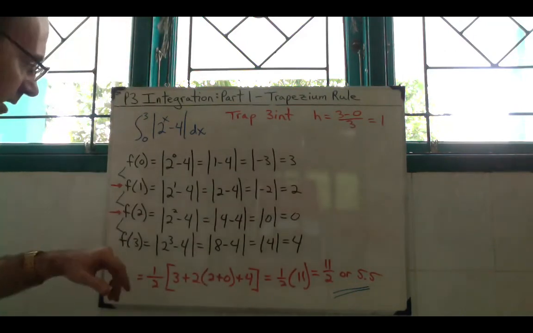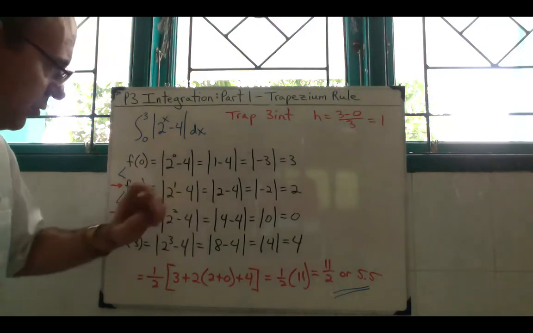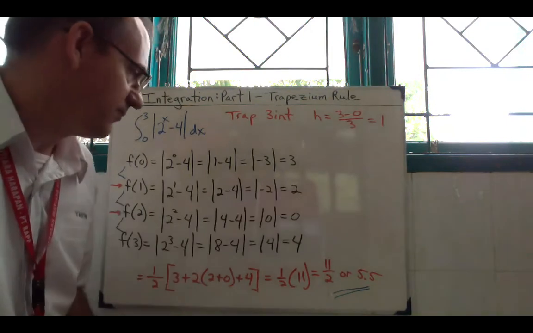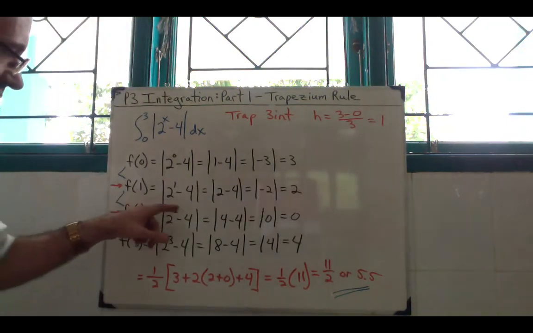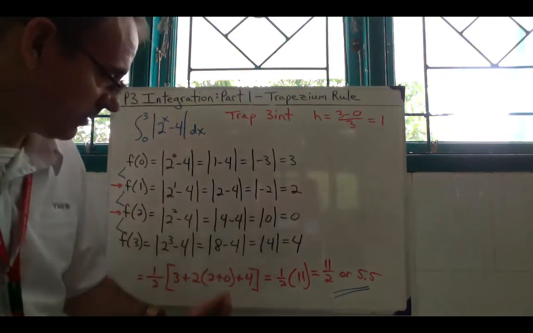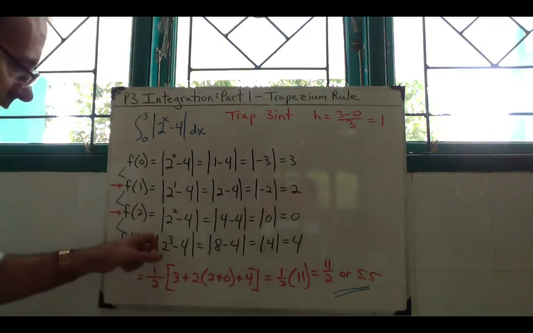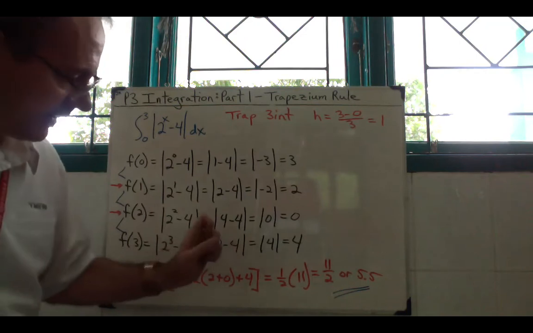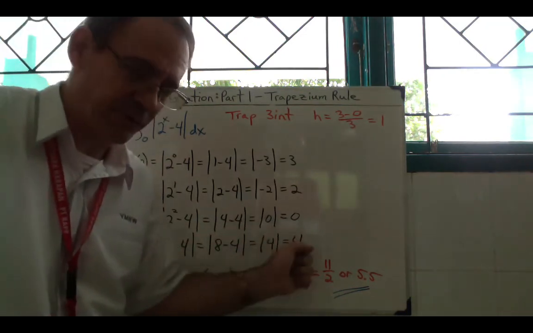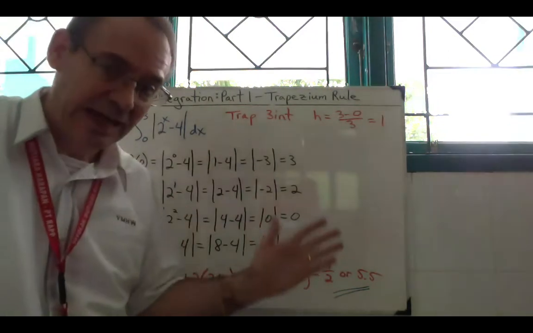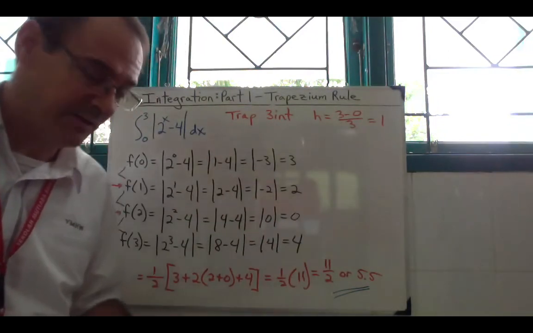Then we plug in a 1. 2 to the 1 is 2. 2 minus 4 is -2. Absolute value of -2 is +2. We plug in 2. 2 squared is 4. 4 minus 4 is 0. Absolute value of 0 is still 0. Plug in 3. 2 cubed is 8. 8 minus 4 is 4. Absolute value of 4 is still 4. So now we have our values for the sides of the trapezoid or trapeziums.